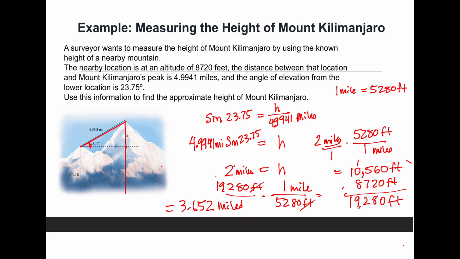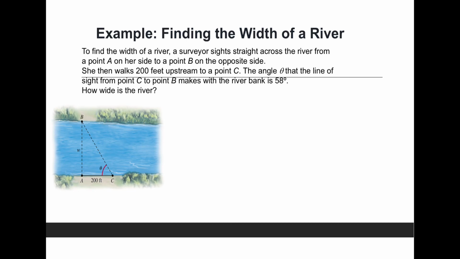There's using trigonometry to get other measurements. All right, here's another one with a river. To find the width of a river, a surveyor sets sights across from the river from a point A on her side to a point B on the opposite side. A very specific point where she's making a 90-degree angle.